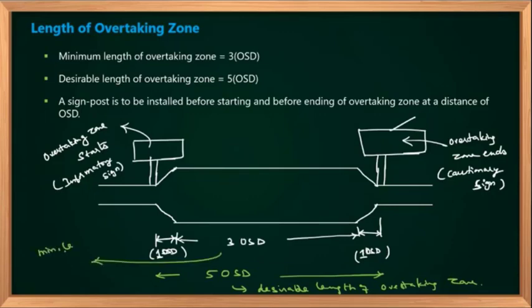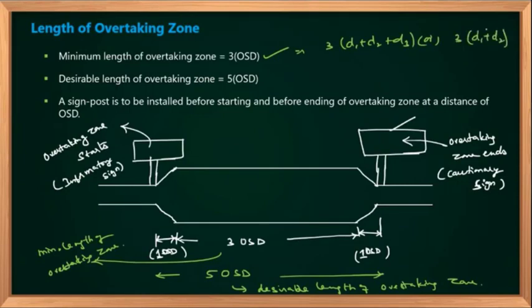Got it? Next, this is called the minimum length of overtaking zone. Is that clear? Because we have to start non-uniform acceleration also. See here, the minimum length of overtaking zone is 3 times OSD, that is 3 times (D1 plus D2 plus D3), or 3 times (D1 plus D2). This is for divided roads, and this is for opposite coming vehicles. And this is 5 times (D1 plus D2 plus D3), or 3 times (D1 plus D2). Understood?